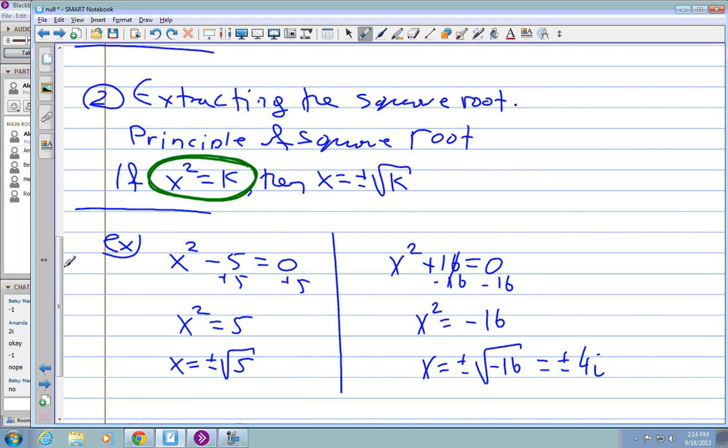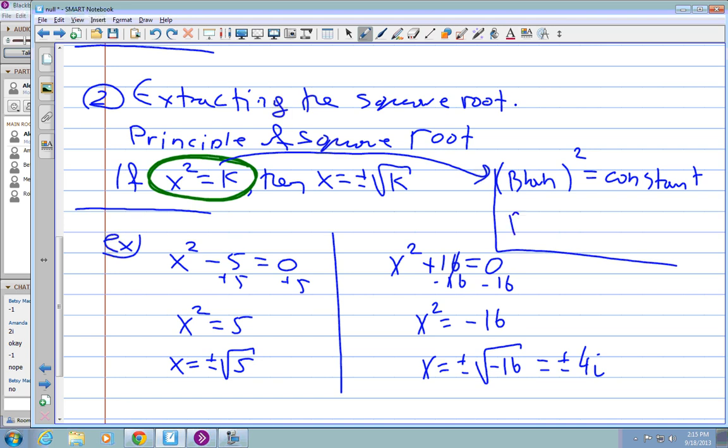Now, we can take this technique a little bit further. What this expression really means is blah squared equals constant. It doesn't just have to be a single x. It could be some expression squared equals a constant. So if that's the case, then blah equals plus or minus square root of that constant. And then you can go ahead and solve whatever it is you like.